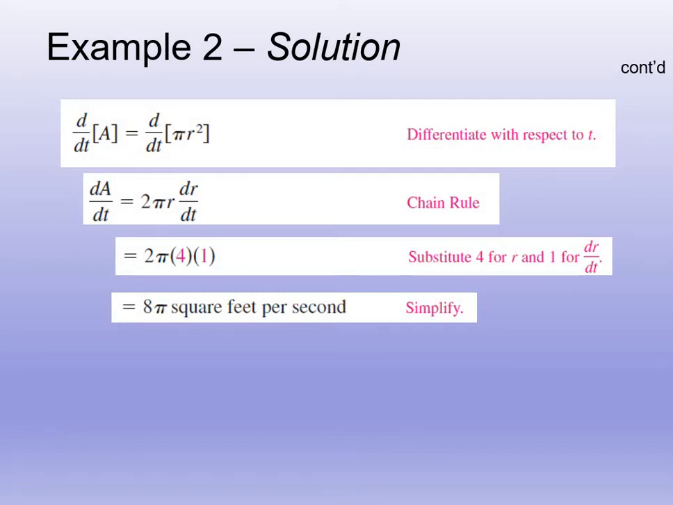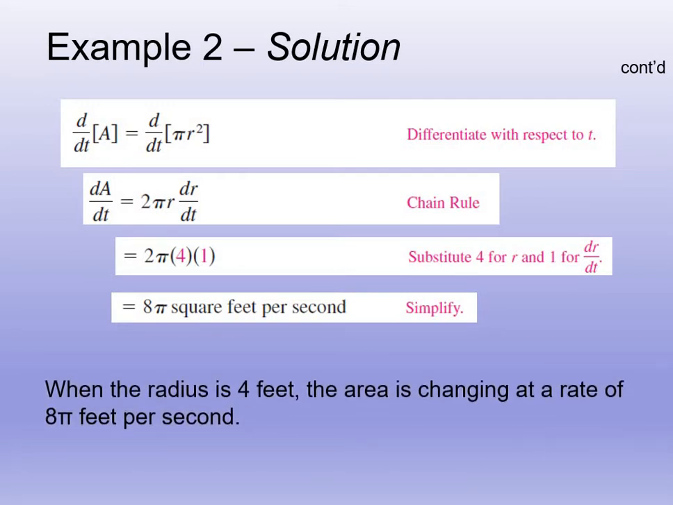Okay, so hopefully this is starting to click a little bit. These aren't too bad. So what this really means, when the radius is 4 feet, the area is changing at a rate of 8 pi square feet per second, all right?